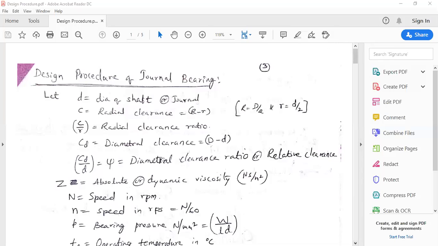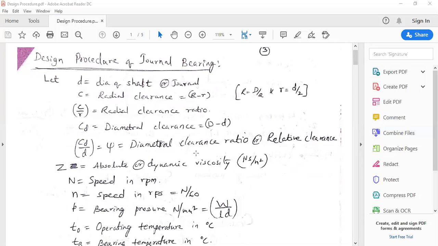Good morning, dear students. In today's session, we will discuss the design concept or the design procedure of journal bearing. So, welcome to this session. While designing a journal bearing, there are some terms or notations that we have to be aware of or know.